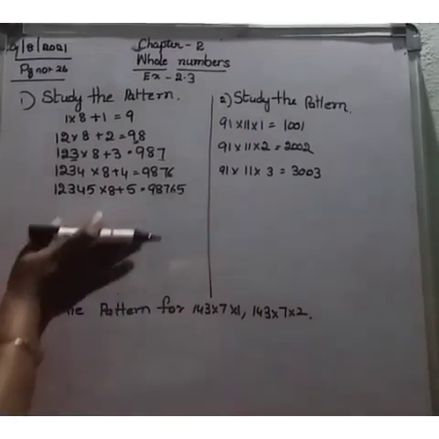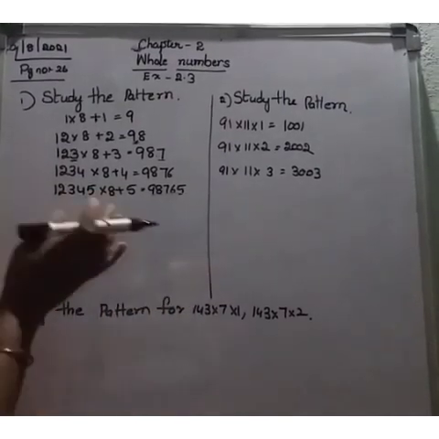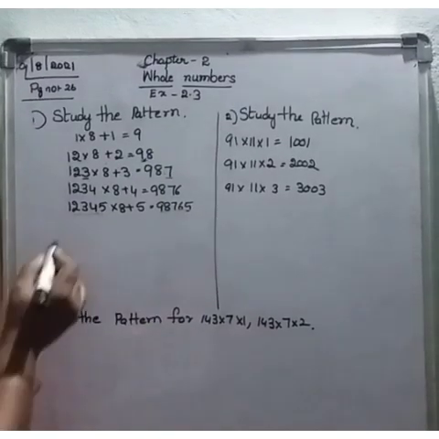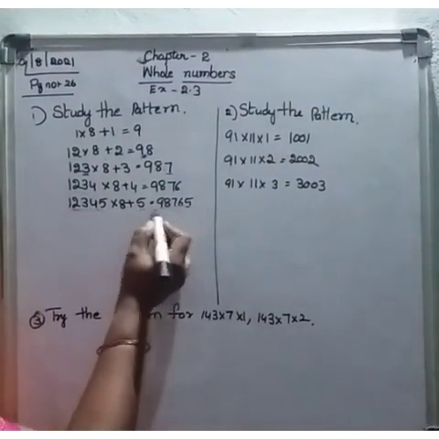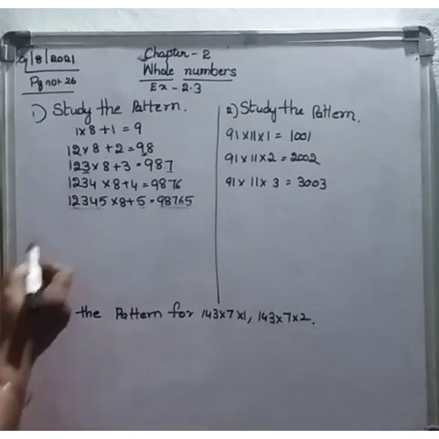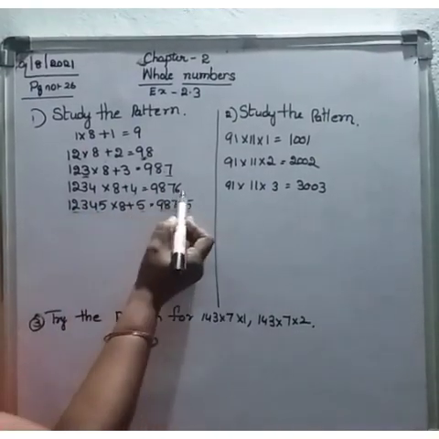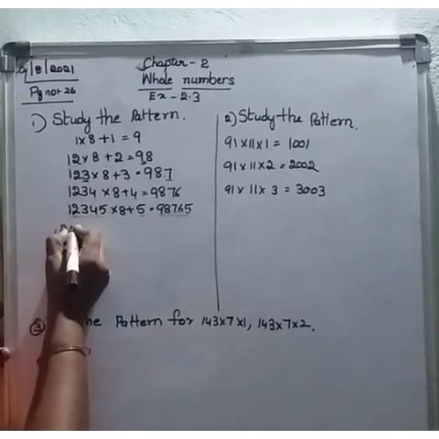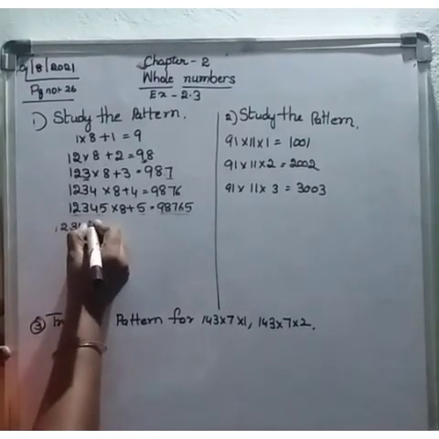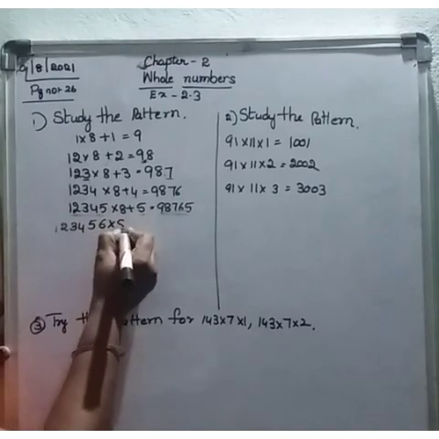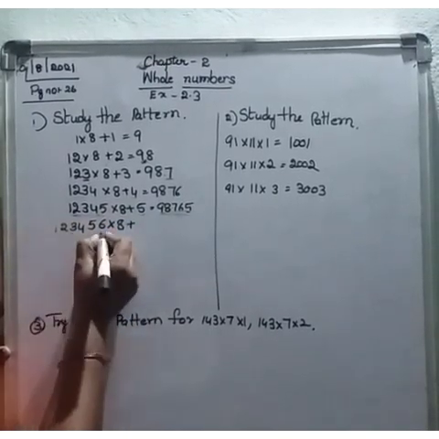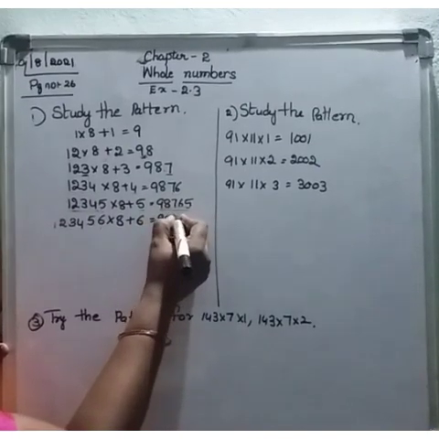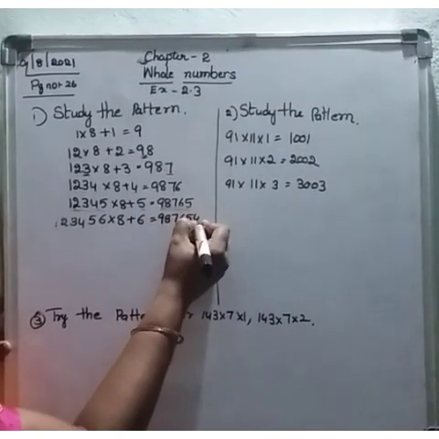Next, find out the next 4 patterns after this. Here 1, 2, 3, 4, 5. Here 5 digits and number 5. The answer also has 5. Okay? Here 4 digits, 4. The answer also has 4. Observe that. Next, 1, 2, 3, 4, 5, 6 into 8 plus 6. How many digits are there? 6. The answer also has 6 digits: 9, 8, 7, 6, 5, 4.